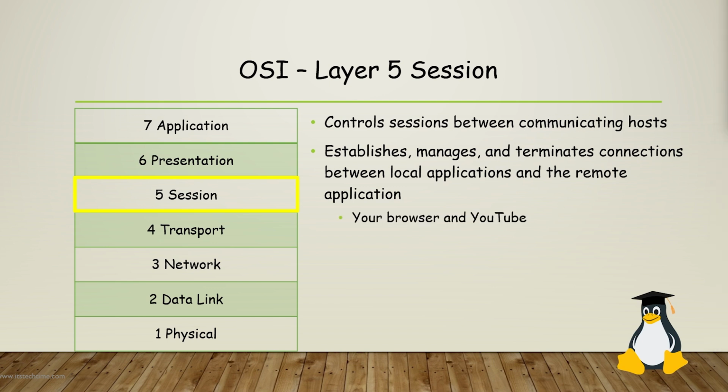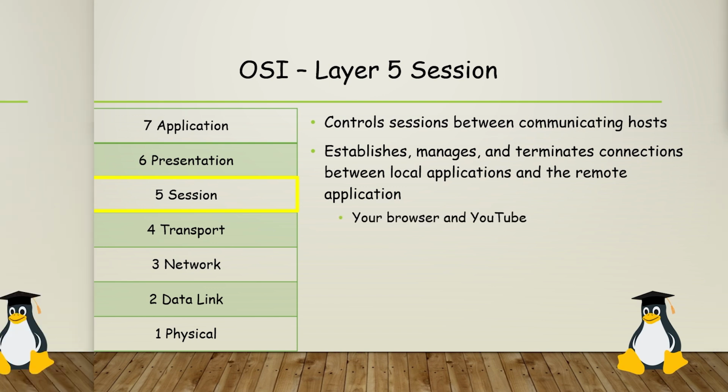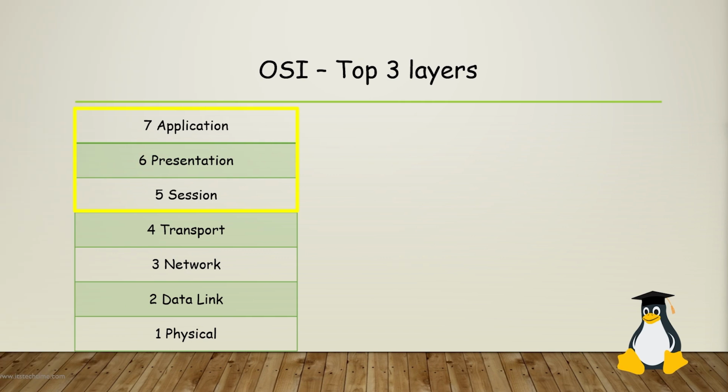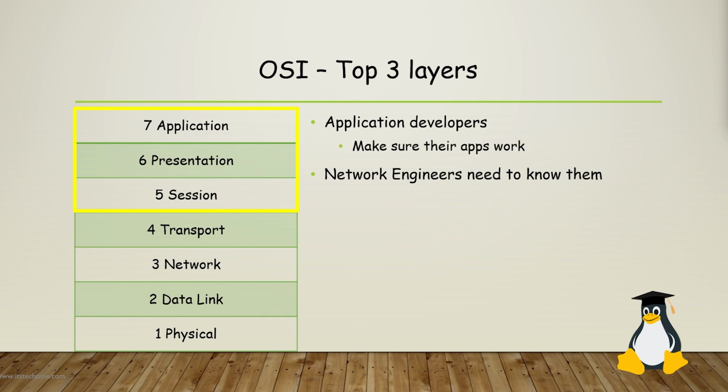For example, the web browser you're using and YouTube servers. So far, we've covered the top 3 layers of the OSI model. From layer 7 to layer 5, we did layer 7 application, layer 6 presentation, and layer 5 session. While it's important to know these layers for troubleshooting or for taking the CCNA, these layers typically only apply to application developers, specifically when they're making sure their apps work with different systems. As a network engineer, you need to know them, but you won't work with them on a regular basis.